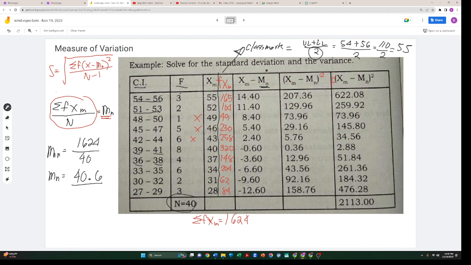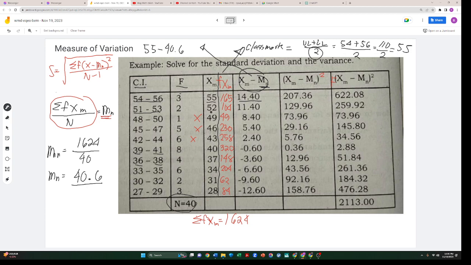Now you subtract this from each class mark. Okay, you can proceed. To get this, for example, your x sub m is 55, right? So you subtract the mean from 55, which is 40.6. 55 minus 40.6 is 14.4. Okay, understood?